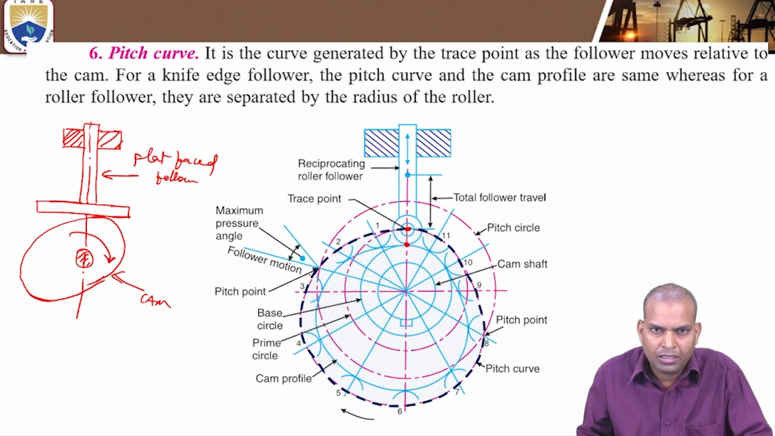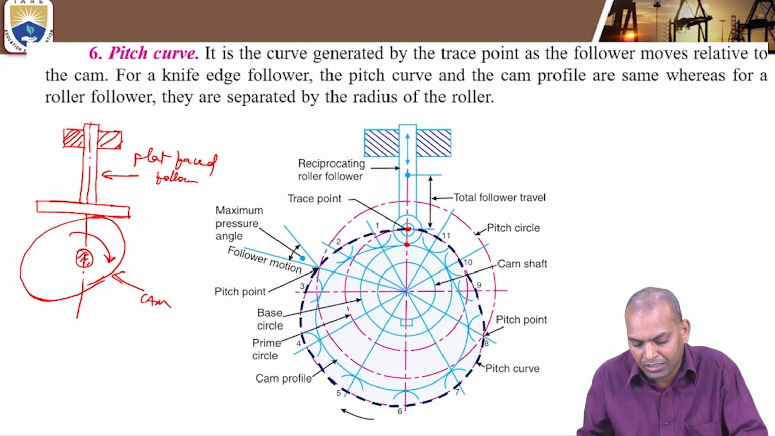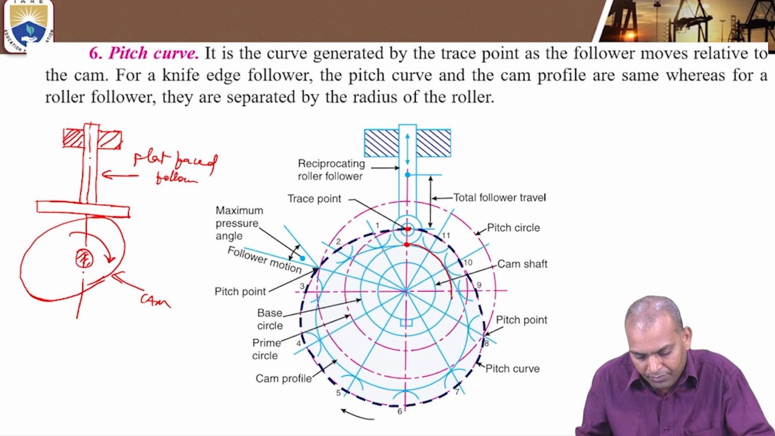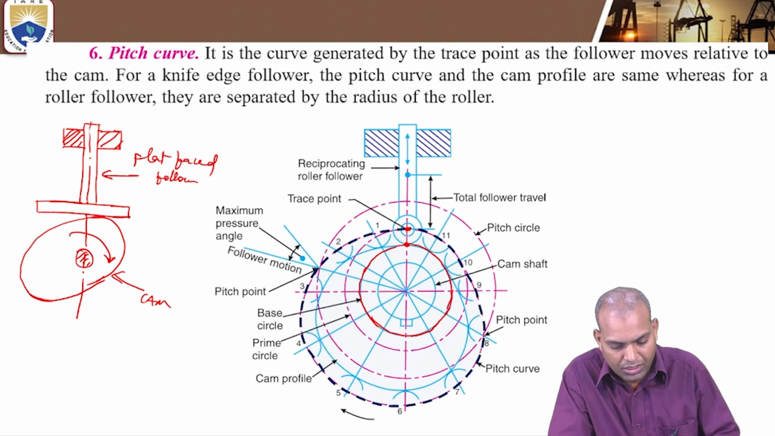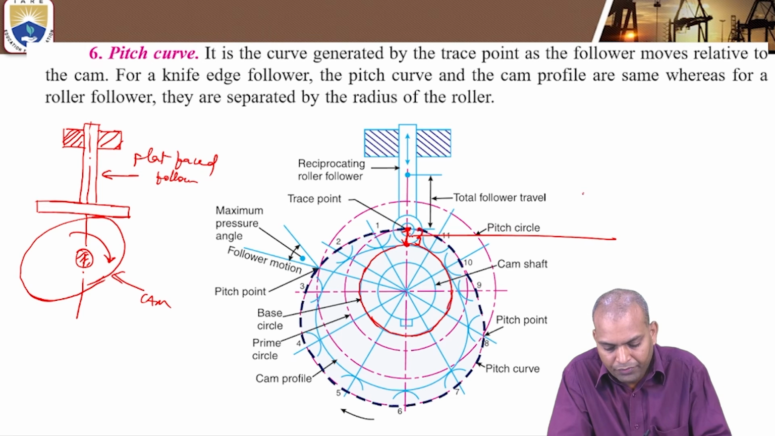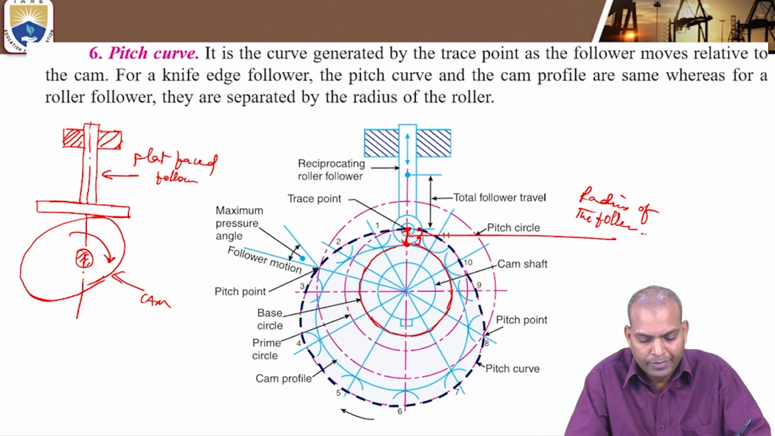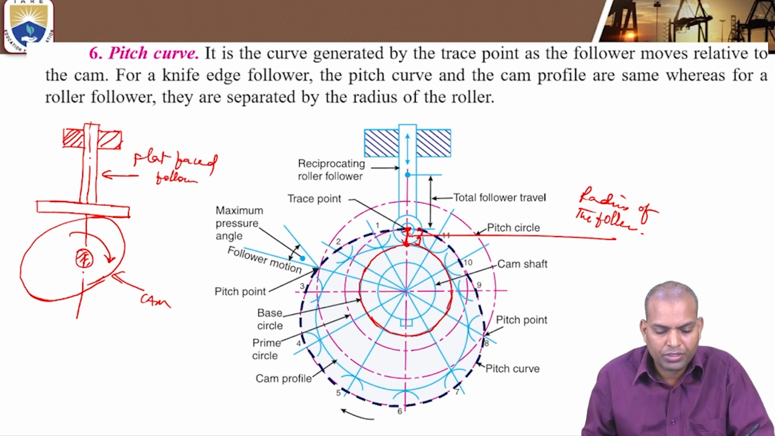This dark curve indicates the pitch curve, dark color curve represents the pitch curve, and this is the base circle. The base circle and the pitch curve are separated by this portion. That is the radius of the follower. Alright, in that manner, this is the way of understanding pitch curve.